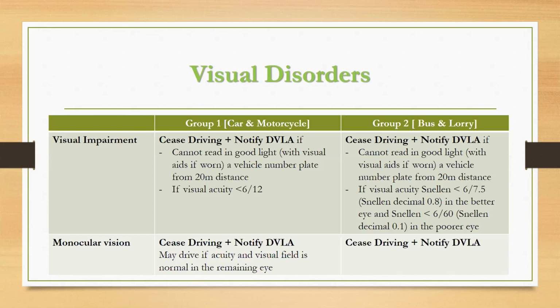For monocular vision, for Group 1, you should stop driving and notify DVLA, and you will be able to drive later if your remaining eye's visual acuity and visual field are normal. While in Group 2, you should not drive and you should notify DVLA. These are the first two visual conditions.